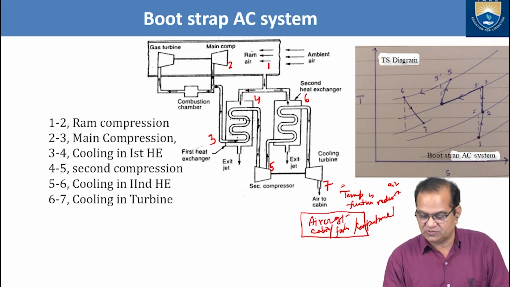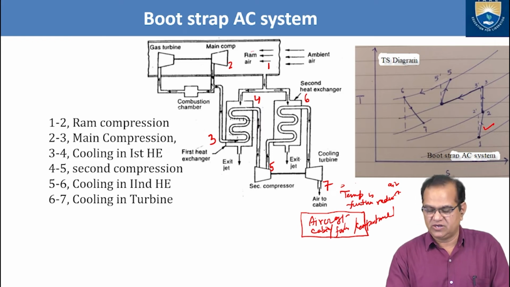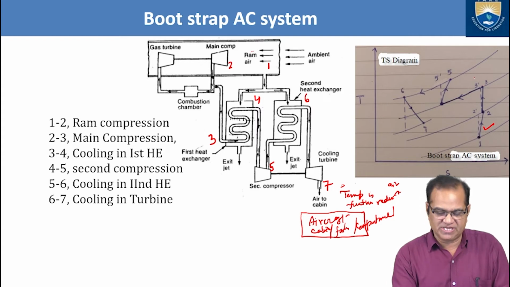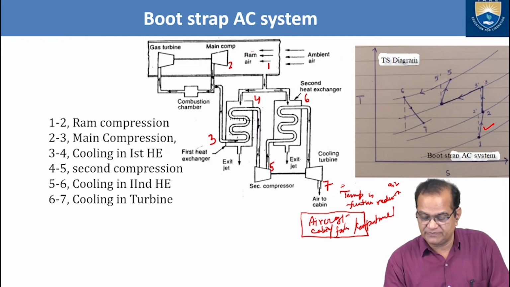1 to 2 is the RAM compression. 2 to 3 is the main compression, in the main engine compression. A high compression is taking place. That is 2 to 3.